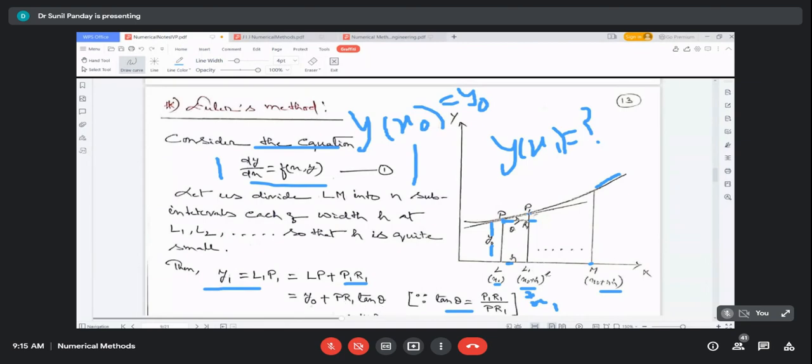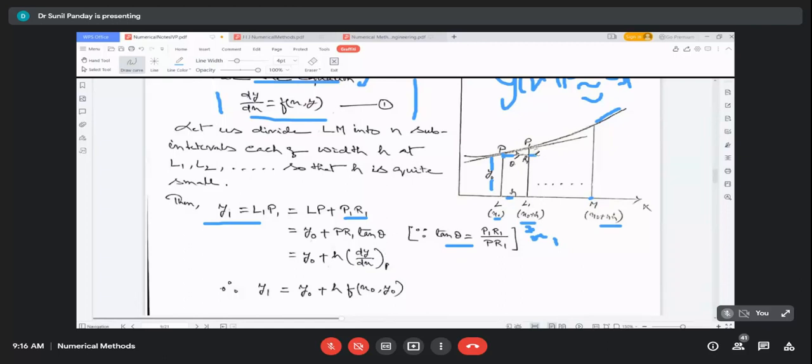So instead of getting the exact solution, we are trying to get an approximate solution, giving the approximate y1, which approximates y of x1. We calculate y1 according to this strategy: whatever point is given to us, we draw a tangent, and where the perpendicular line at x naught plus h intersects the tangent, we assume that is our approximated value of y at x1, that is y1.